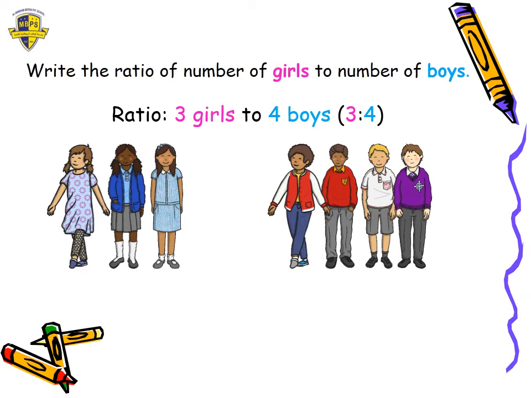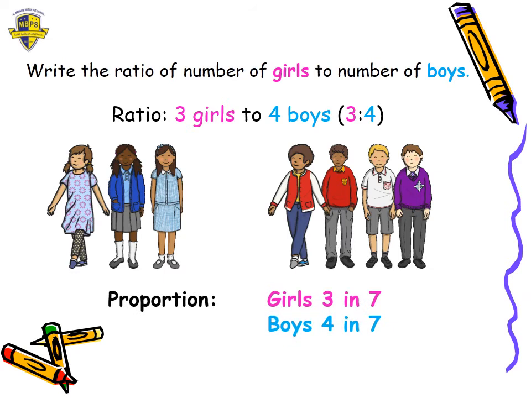Now we want to find proportion. How we will find it? For girls we have 3 girls. Okay, so we say 3 to 4? No. 3 to the total of kids. How many kids we have here? 3 plus 4? 7. Excellent. So we say 3 to 7. And 4 boys, there are 4 boys and the total 7. So 4 to 7. So this is the proportion.